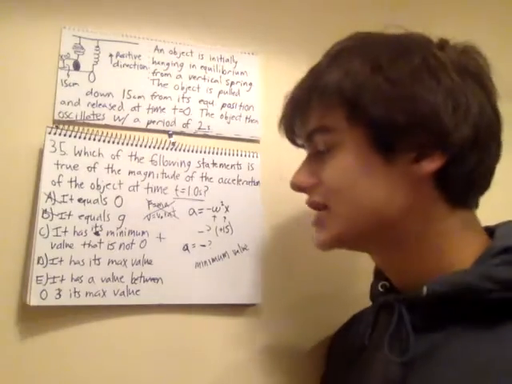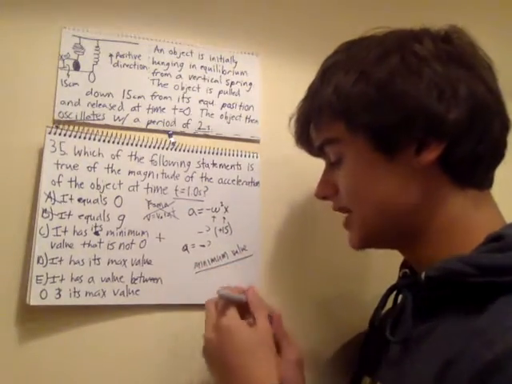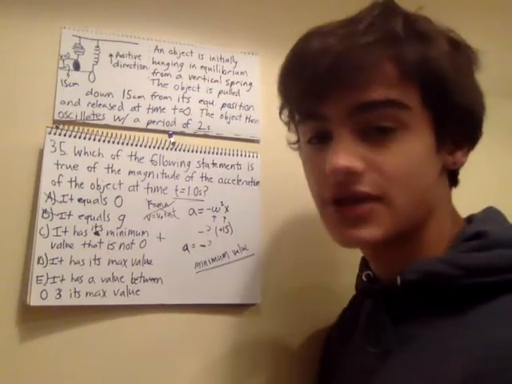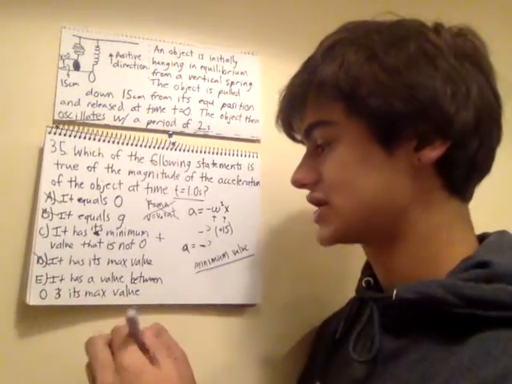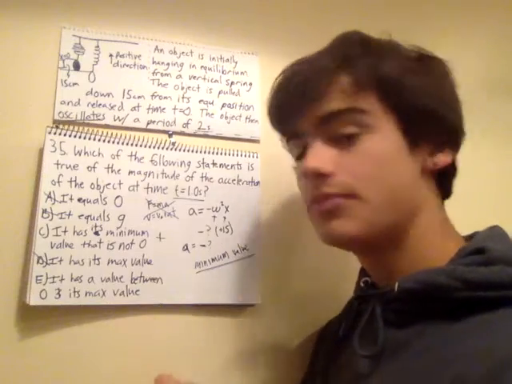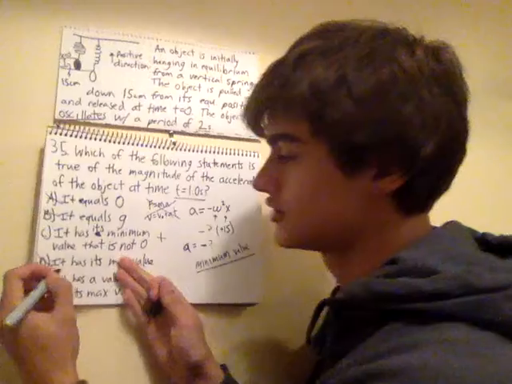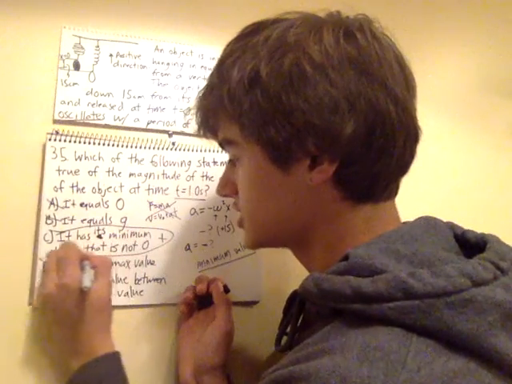So D, it has its maximum value? No, we just found out that it has its minimum value because although x is at its maximum, we're multiplying it by a negative constant. So no, it has its minimum value, not its maximum. E, it has a value between 0 and its maximum value? Nope, the value is not going to be above 0 because it's going to be negative. So yes, it looks like C is indeed our correct answer.